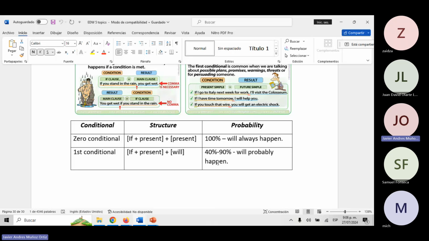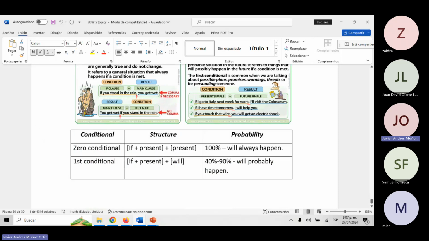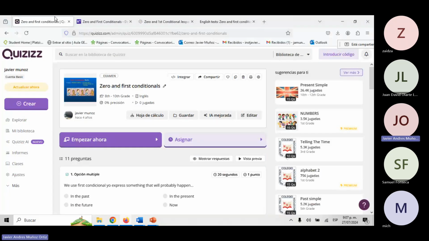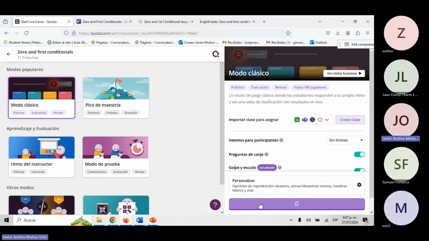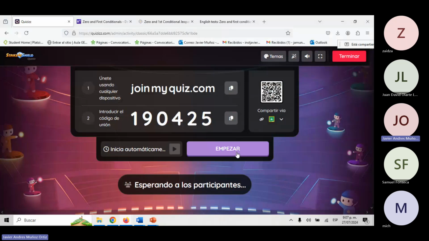So this is the difference between zero and first conditional, not only in terms of grammar, but also in terms of probability. This is the other form to see the difference between these two conditionals. Okay, so let's do a couple of exercises. The first with quizzes, the second with Kahoot, and that would be all for today's lesson.